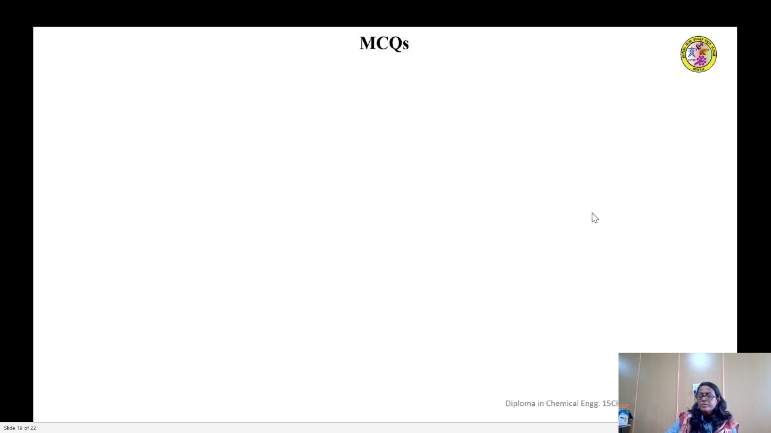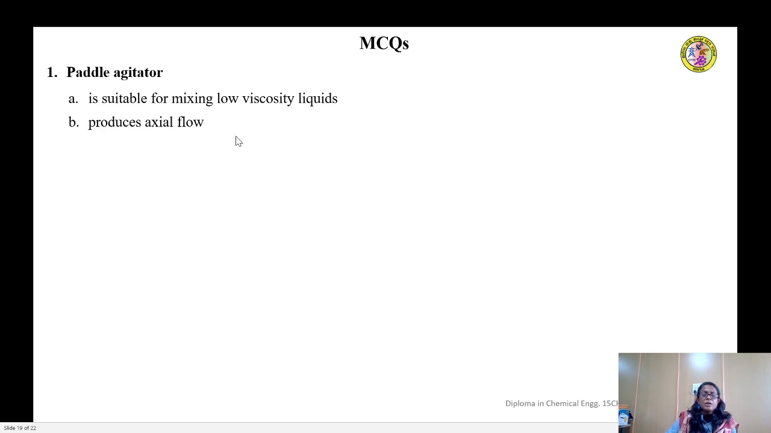Okay, so now the time is to go through a set of multiple choice questions. So the first question coming up for you is, paddle agitator is suitable for mixing low viscosity liquids, produces axial flow, moves at a very high speed, none of these. So if you can remember the things discussed, then you will know that the paddle agitator will not move at a very high speed, and also it is not the one which can create a strong axial or radial flow current. So it is suitable for mixing low viscosity liquids is the right option.